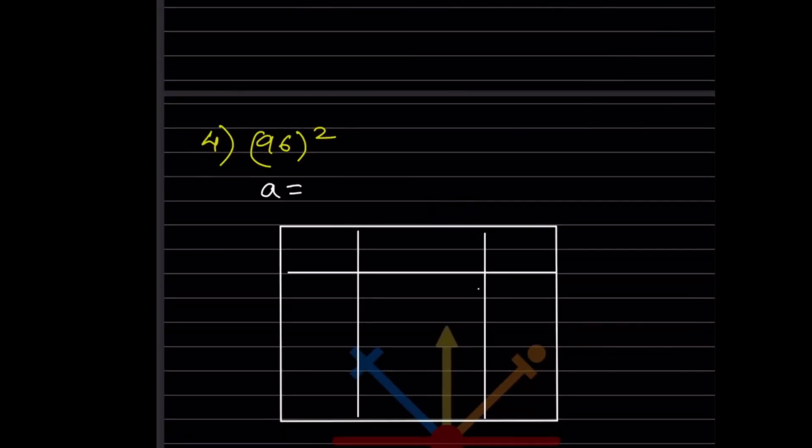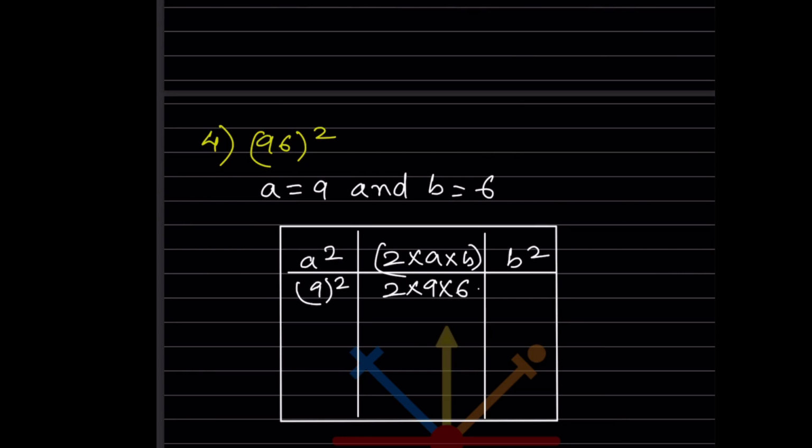So here A is 9 and B is 6. So what will it be for this one? A square, 2 into A into B, and B square. Now you are going to consider this as 9 square. So 2 into 9 into 6, and this will be 6 square. So 9 square is going to be 81. This is going to be 108. Multiply and see, 18 sixes are 108, and this will be 36.